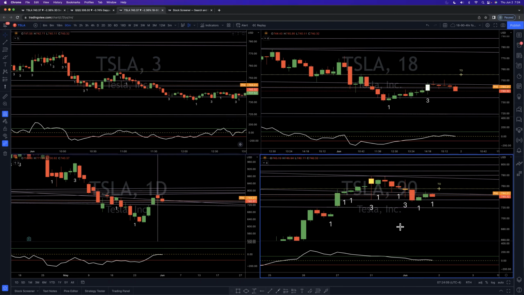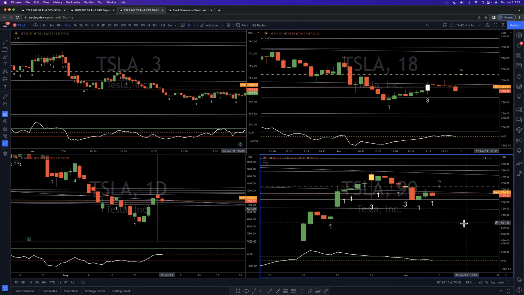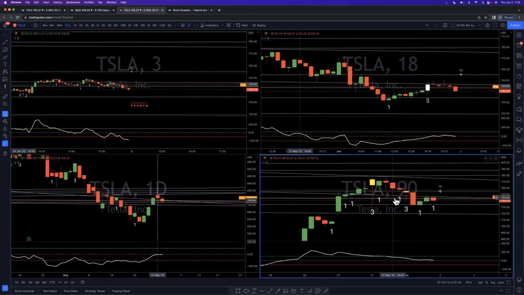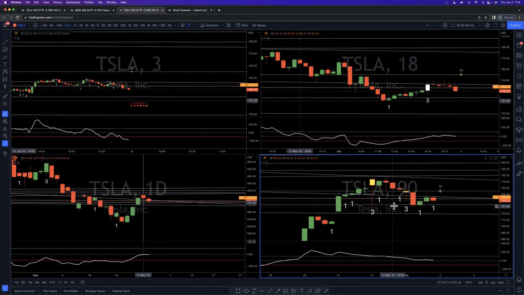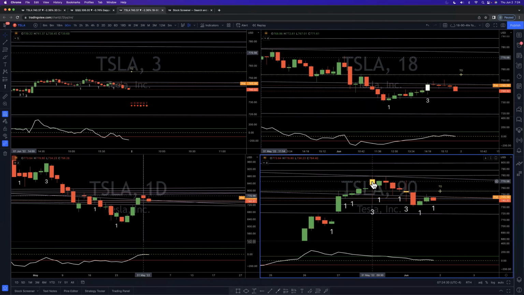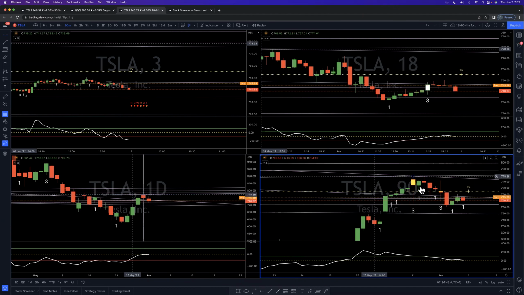And so we drew our broadening formations, and we do this every morning, either on the 90, the 4-hour, and depending on how far we have to go back, we may do it on the daily. So yesterday we drew our broadening formations on the 90-minute. So this outside bar here, right? So this was May 31st. Okay, this was June 1st. This was May 31st. We drew our broadening formations from this 90-minute.